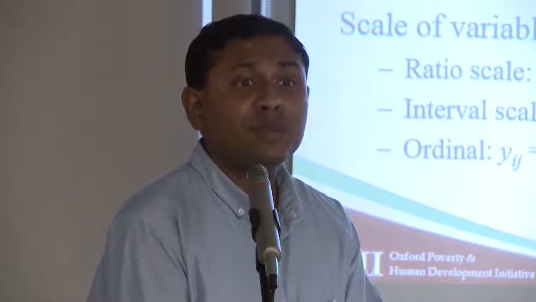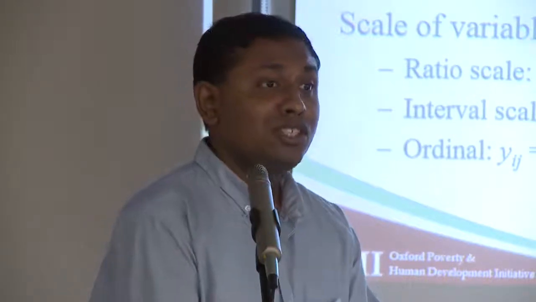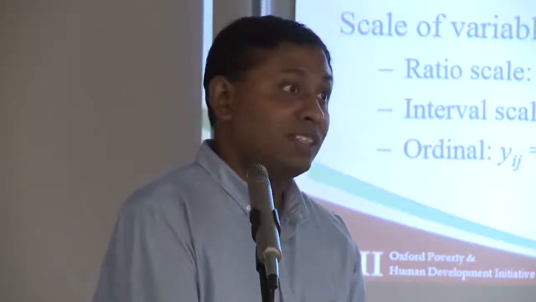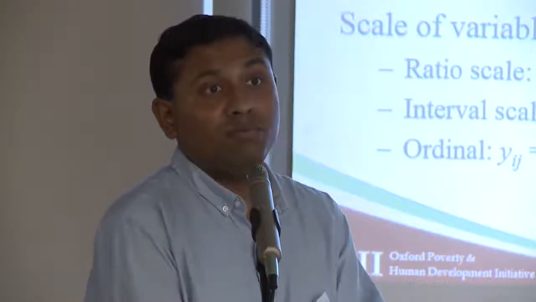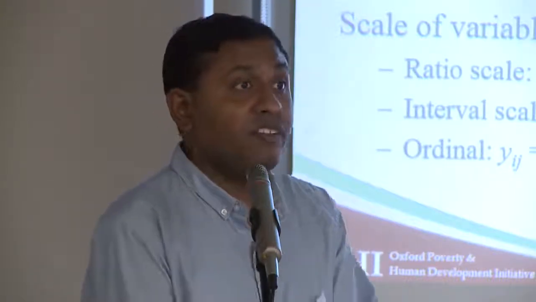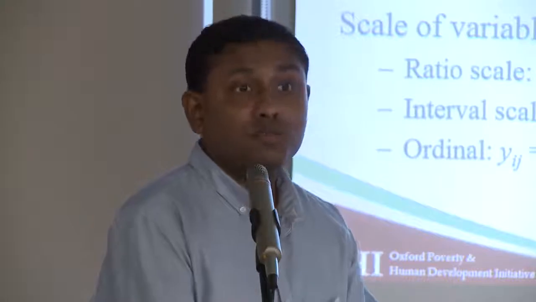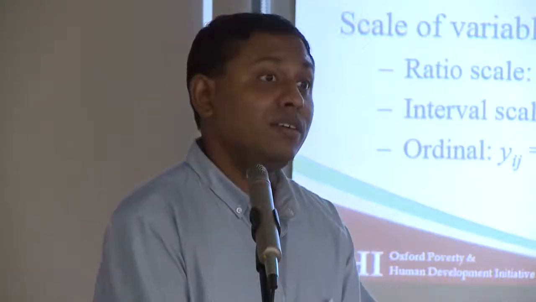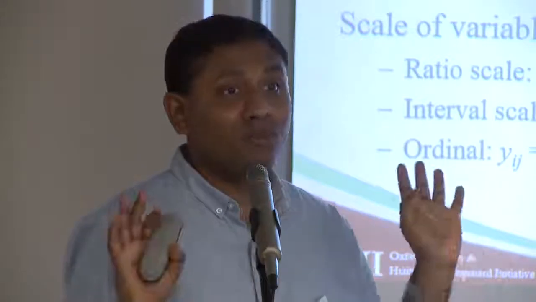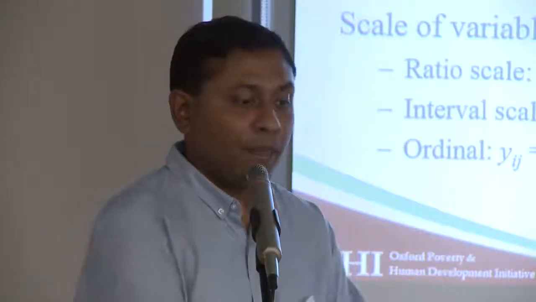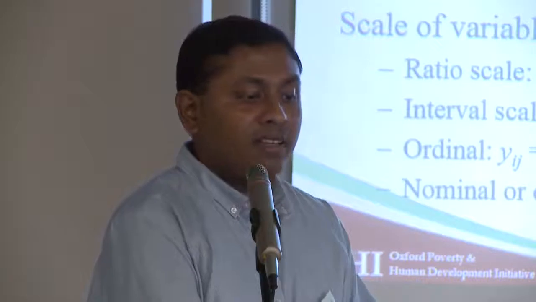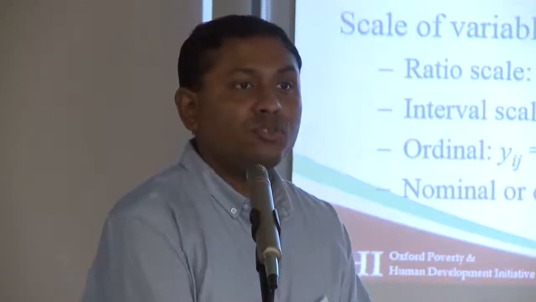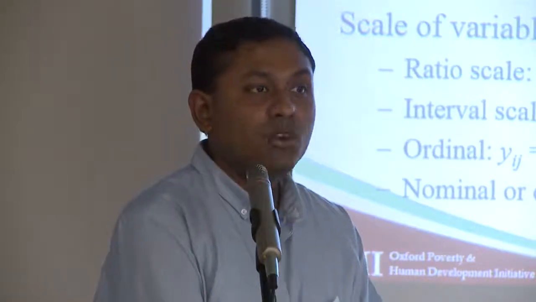The access variables. You have access to sanitation or not. You have piped access, you have flush toilets, you have pit latrine, you are going to bush or field. We do not know the exact difference, how good one is from the other. We only know one is better than the other or which one is worse. That's it. And finally, the nominal and categorical variables, which do not even have any order.